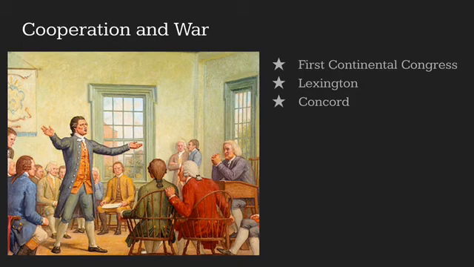Important to note that they did not want independence at this time. Most Americans up to 1776 just wanted to go back to the policy of salutary neglect.